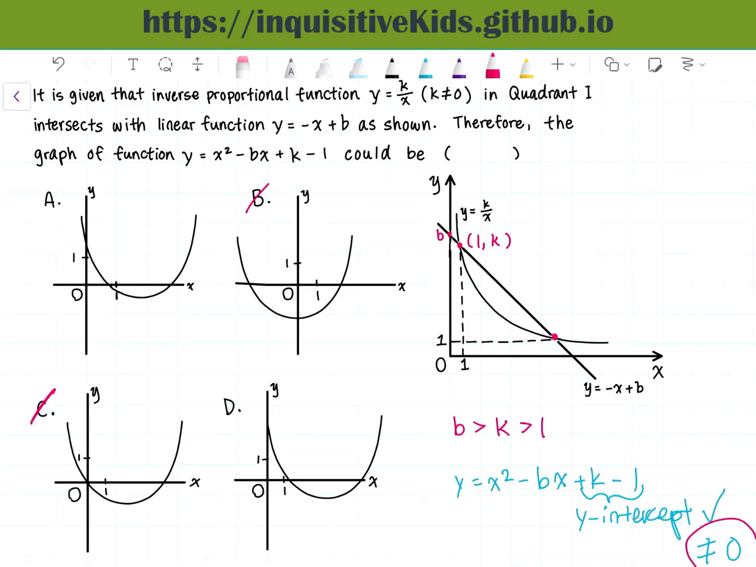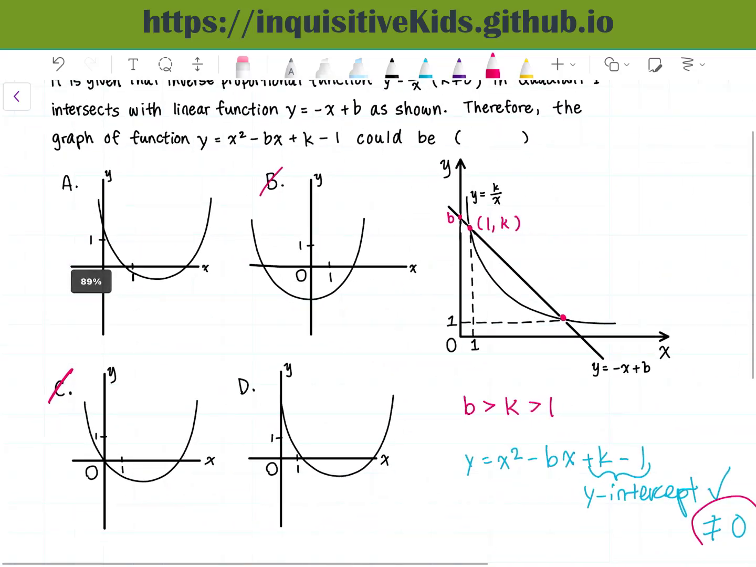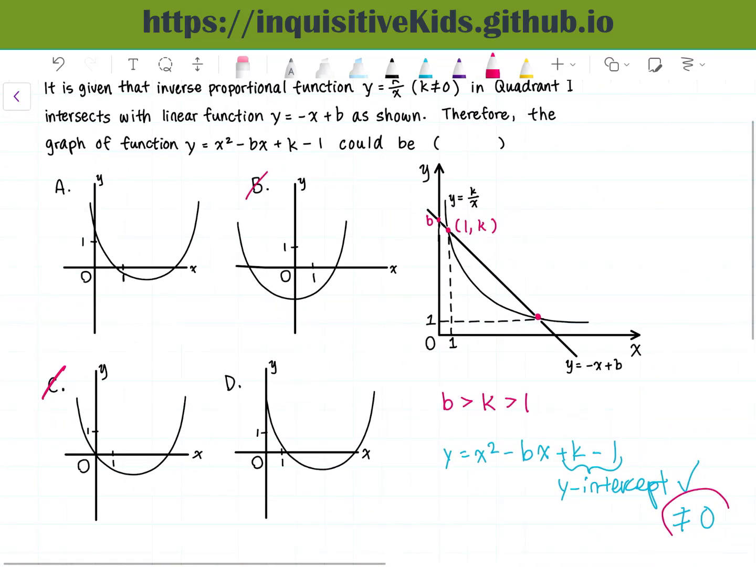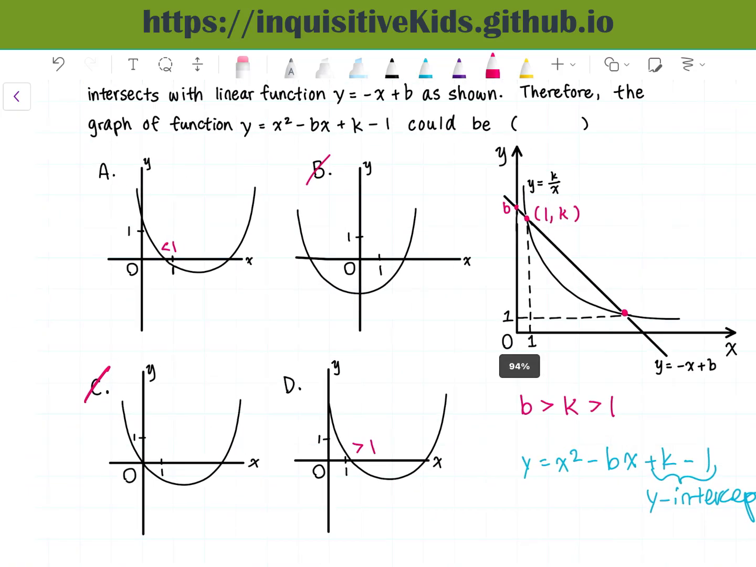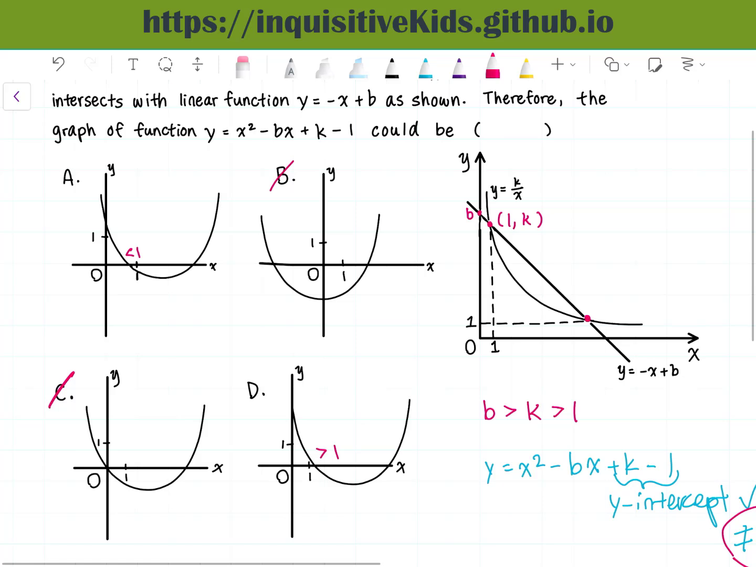Now let's again compare these two choices and see where they are different. Well, they both have a y-intercept that is greater than 1, right? Because the other two have already been eliminated because of that reason. But their difference is that, at least one of their roots, one of them is less than 1, and the other root is greater than 1. So this is the key difference here. How can we find the roots of this function?